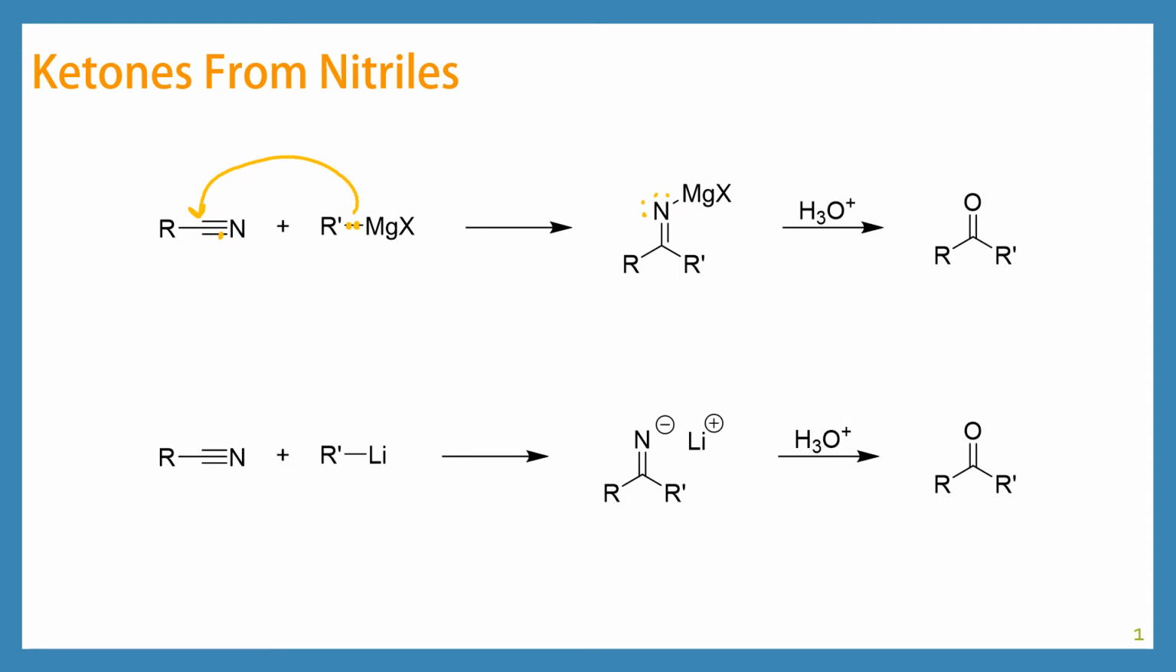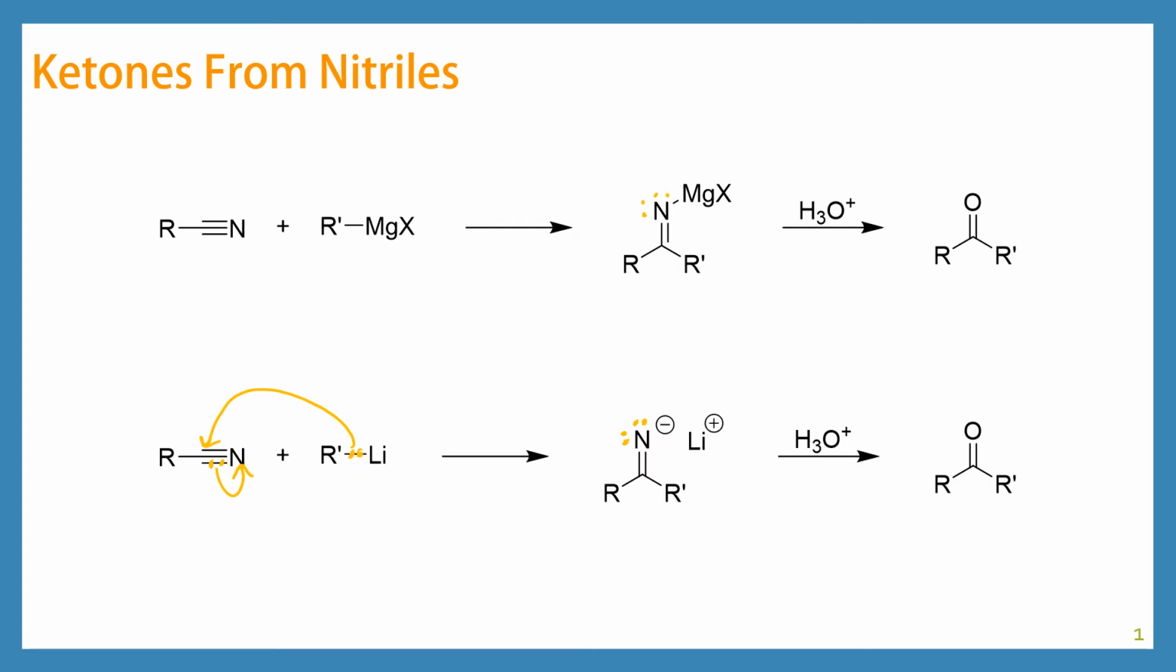The same thing can be done with alkyl lithiates. You're going to have your alkyl group attacking your carbon of your nitrile, electrons getting pushed onto the nitrogen. This compound actually shows you the negative charge on nitrogen and the positive on lithium, because this would be ionic rather than the covalent thing that we see with Grignards. And then follow it up with aqueous acid workup, and you get a ketone.